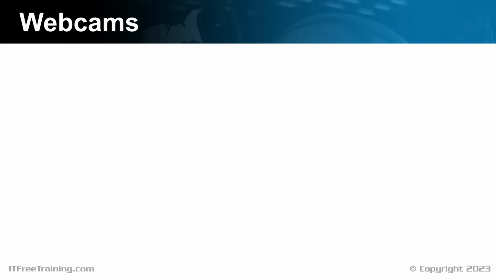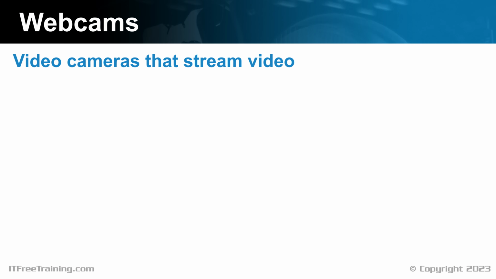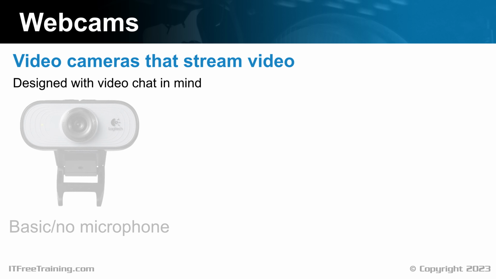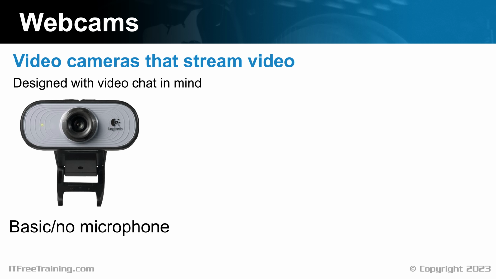A webcam is essentially a video camera designed to stream video. Unlike video cameras, it is designed with video chat in mind. So essentially, it is designed to be used when a person is directly in front of the camera and in close proximity to the camera. There are a lot of different webcams on the market. The most basic is a webcam that provides video only. These are pretty hard to purchase now.